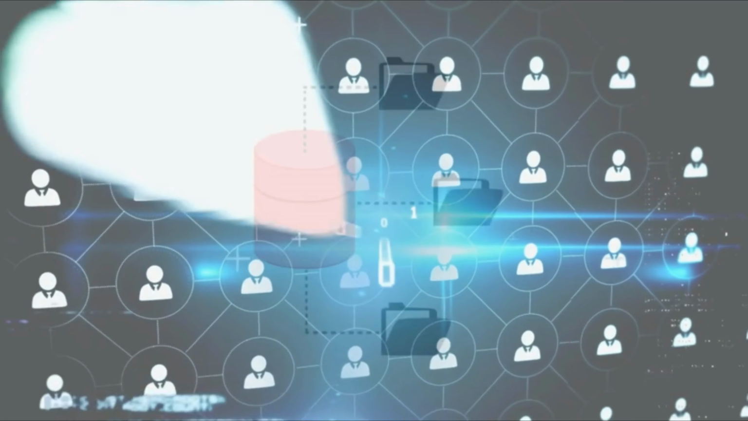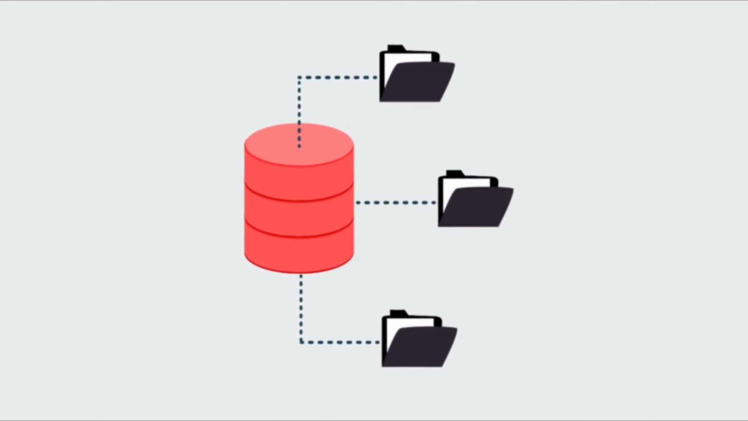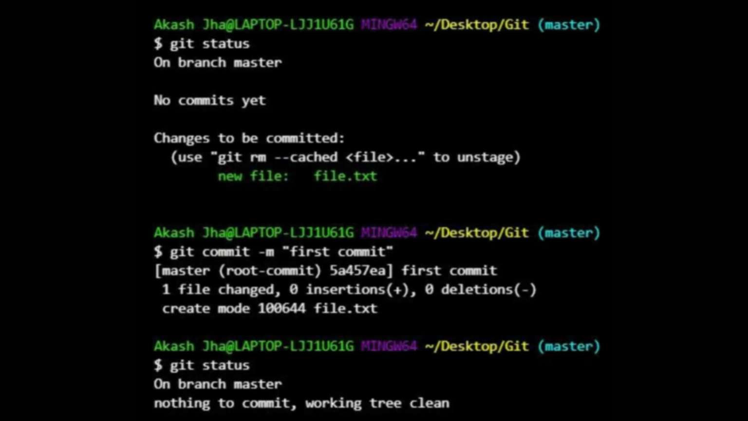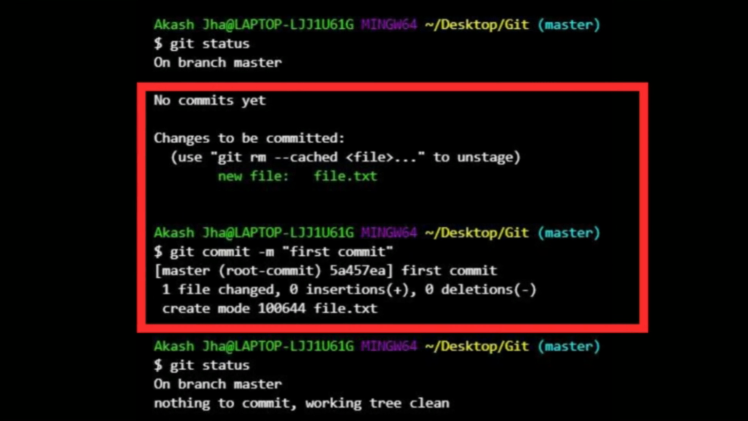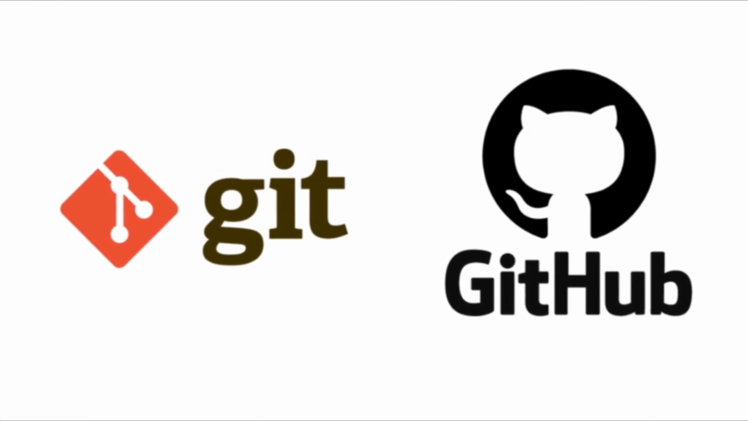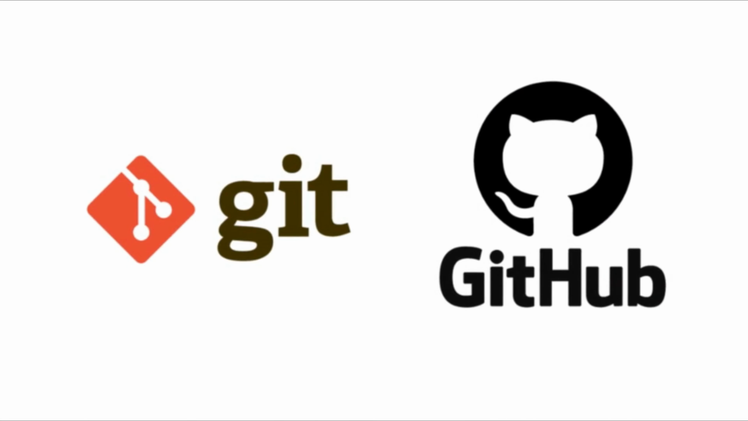Git works by creating a local repository on your computer, which acts as a backup of your codebase. When you make changes to your code, Git will create a commit, which is essentially a snapshot of your code at that point in time. These commits are stored in the local repository and can be pushed to a remote repository, such as GitHub, where your team members can access them.